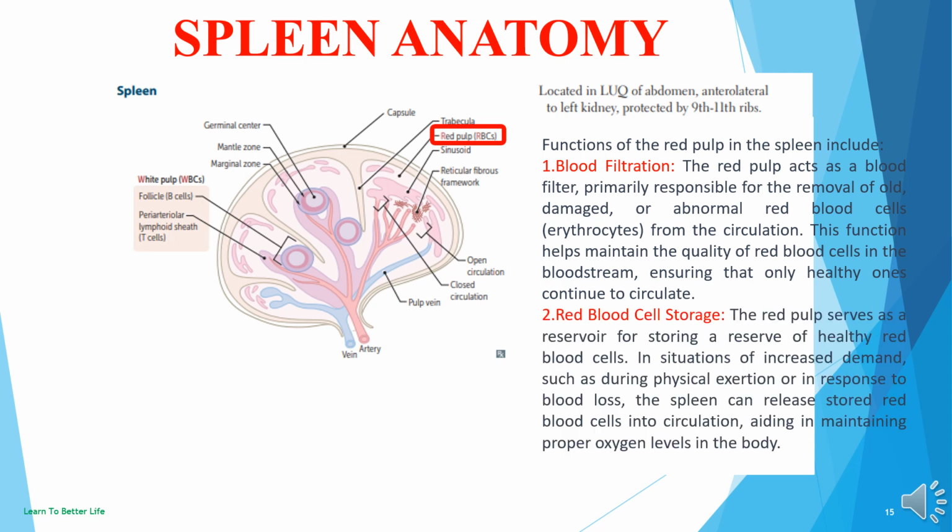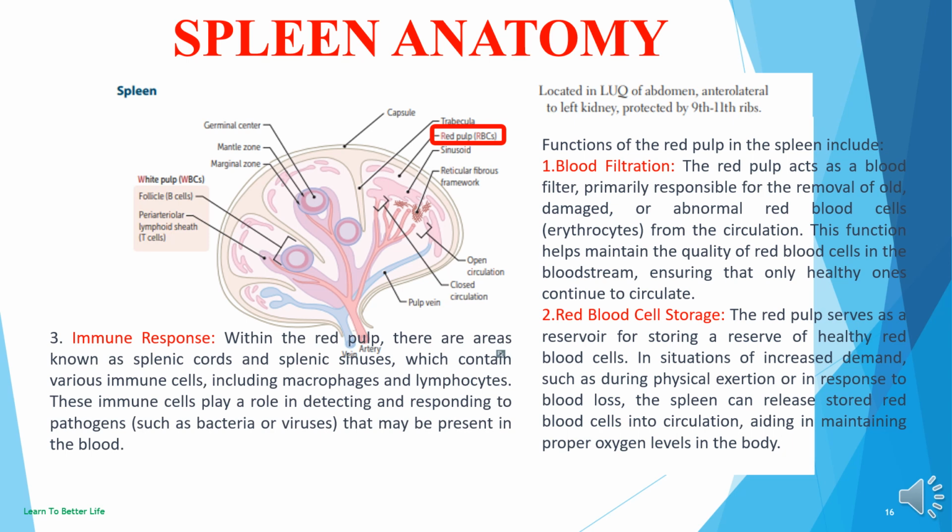2. Red blood cell storage. The red pulp serves as a reservoir for storing a reserve of healthy red blood cells. In situations of increased demand, such as during physical exertion or in response to blood loss, the spleen can release stored red blood cells into circulation, aiding in maintaining proper oxygen levels in the body.